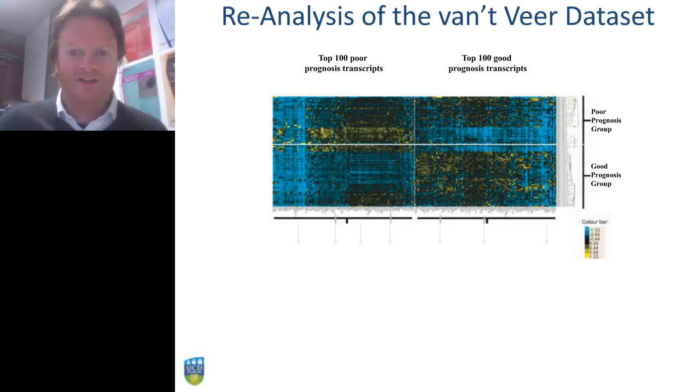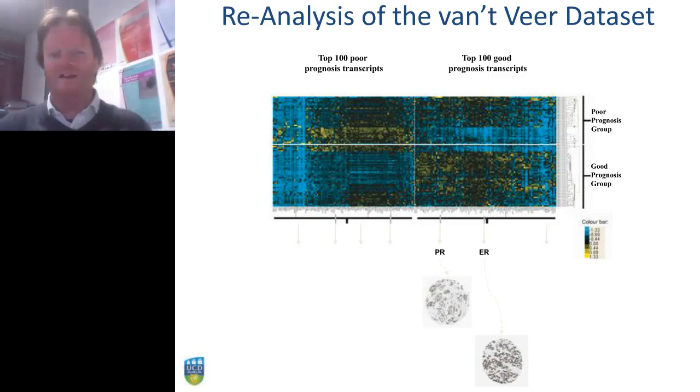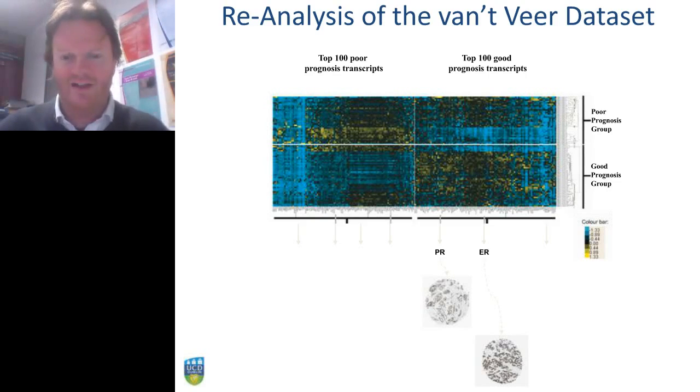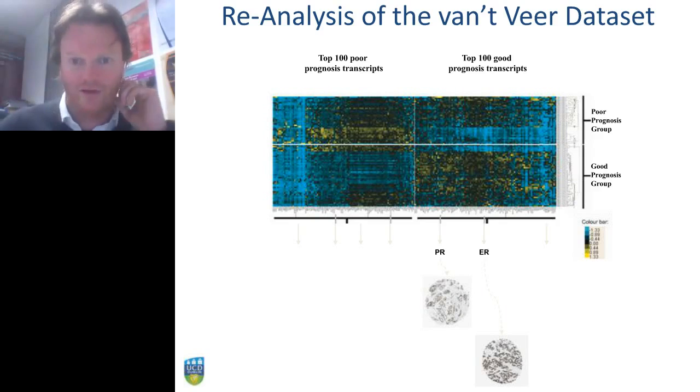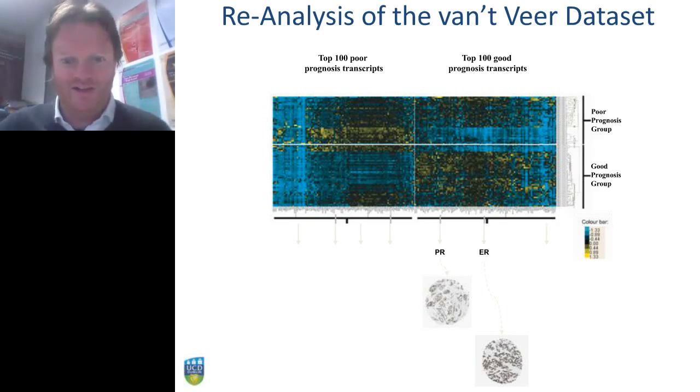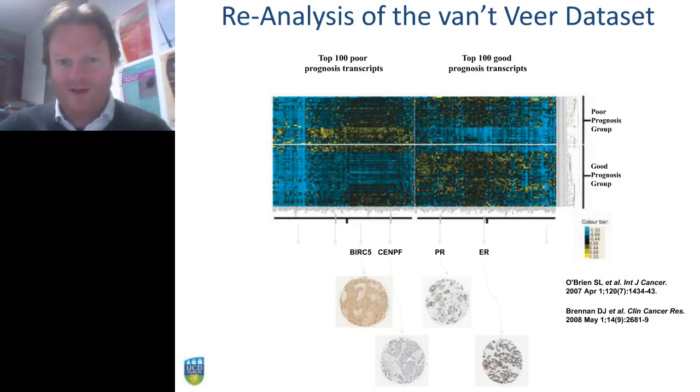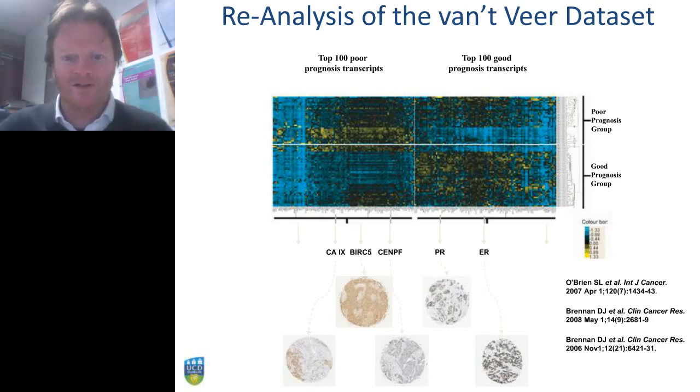We defined a list of 100 transcripts associated with good prognosis and 100 transcripts associated with poor prognosis. Rather reassuringly, in a completely unbiased and unsupervised fashion, markers already associated with good prognosis, like estrogen receptor and progesterone receptor, show up quite clearly on the side of the top 100 good prognosis genes. Over the ensuing years, we published a number of papers on other markers from the poor prognosis side, and described their association with breast cancer.